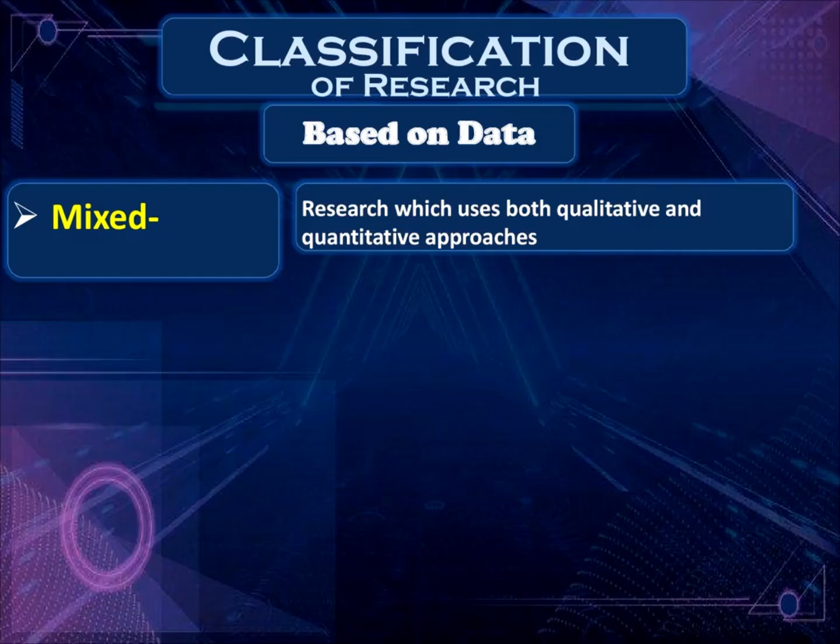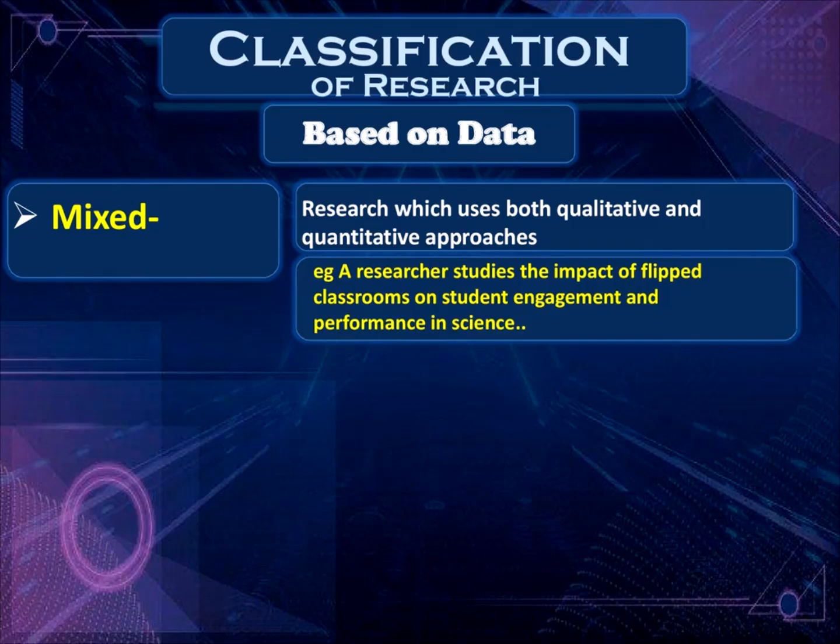And let's see what they say about mixed research. Research which uses both qualitative and quantitative approaches. Example: research studies the impact of flipped classrooms on students' engagement and performance in science. So here, both attitudinal as well as actual results will come into play. For example, in a class you want to find out why the students are doing poorly. So two things can be looked at. One is the results, one is the student attitude, one is the teacher attitude, one is the environment factor.